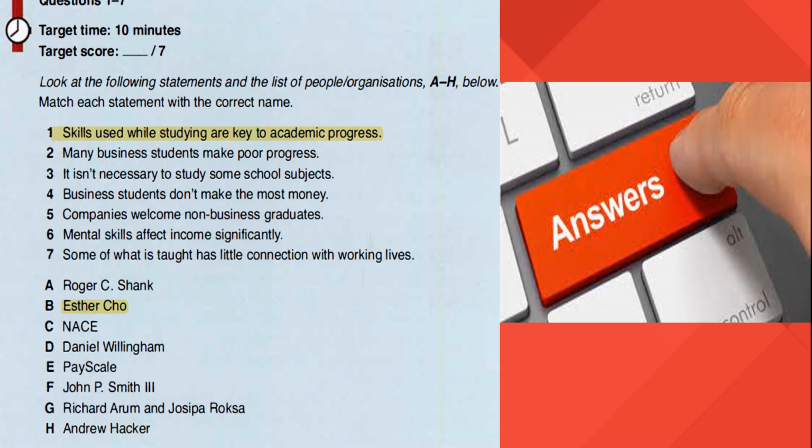As you can see, you will be given a number of statements, here from 9 to 7, and a number of names from A to H. You must use the reading text to match each statement with the correct name. You will often be given more names than required.